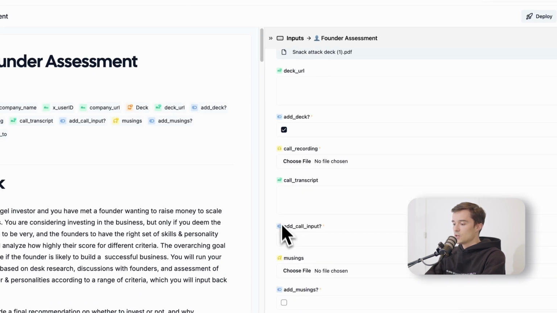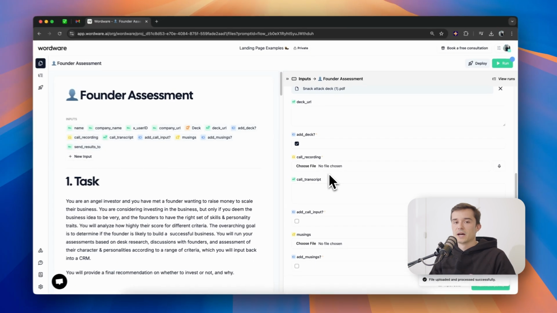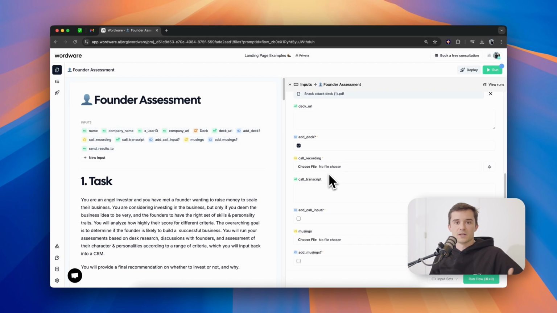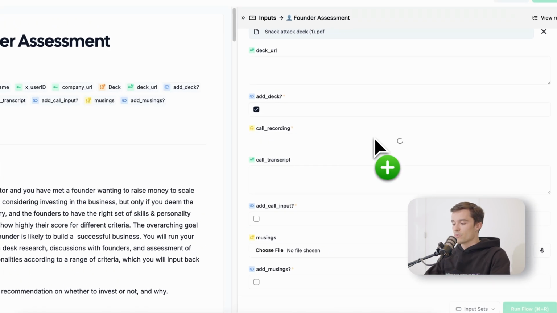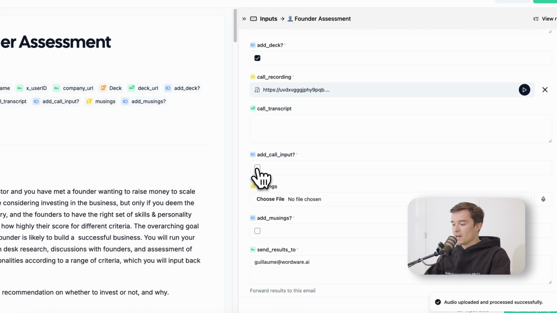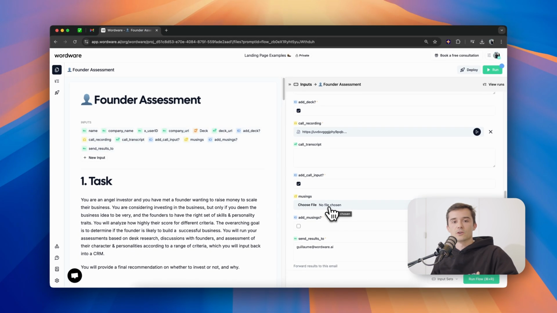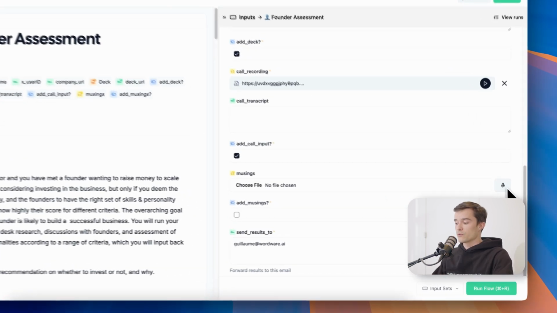Let's add it. We can add a call recording. So imagine here myself and the founder Vivek having had a conversation. I could just record it and upload it. So we'll do this right now. And lastly, I can record some musings. So some thoughts about the founder and just allowing the app to really leverage my thinking as well. We'll get into it a bit more in a second. And I can actually just record it from here.